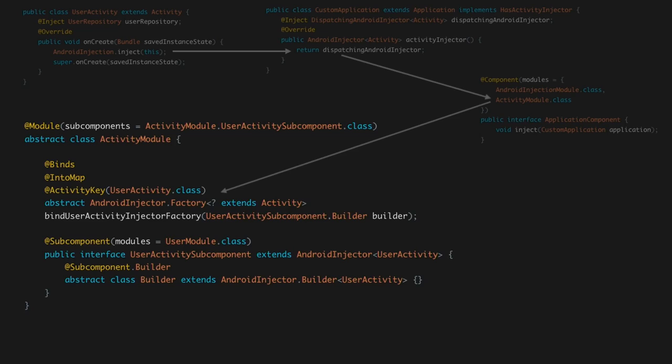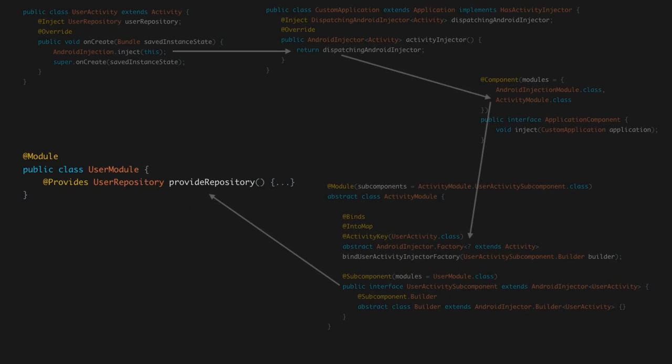So what happens here is it goes into an Android injection module. The Android injection module says, I have an entry for a user activity class in my map. Let me go and find it. This thing comes and says, okay, I'll construct you an Android injector factory to inject all your members, which then goes into our user module, because it's the thing that actually provides the user repository for us, and that is what actually gets set.